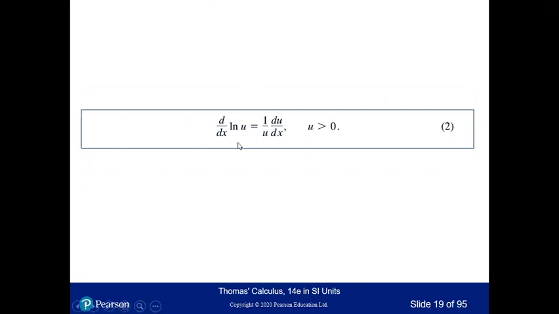And the derivative of natural log of u is going to be 1 over u times du dx. So what you do here is use the chain rule. Actually, the derivative of the natural log is 1 over the inside function. The inside function is u, so 1 over the inside function times, because of the chain rule, don't forget to take the derivative of u inside the natural log because u is a function of x, so times du dx. So we have a chain rule here, and this is going to be true for u greater than 0 because natural log is defined for positive values, right?